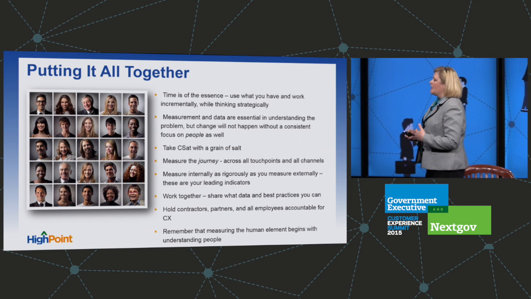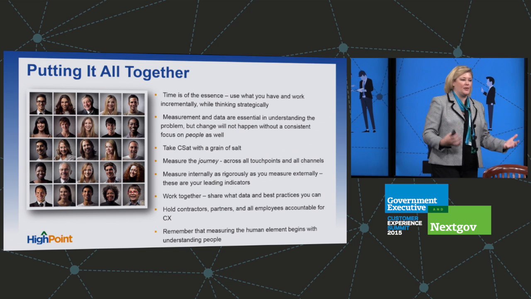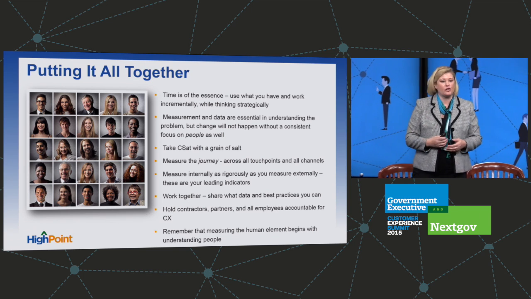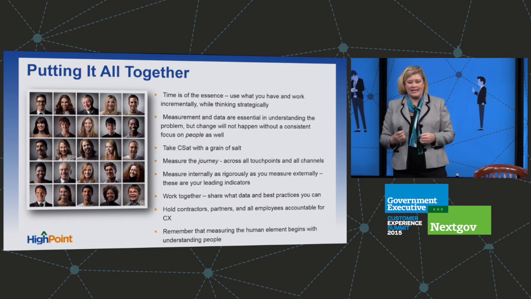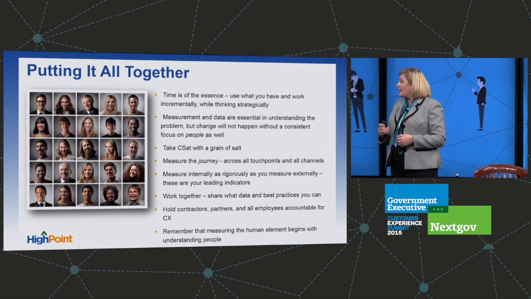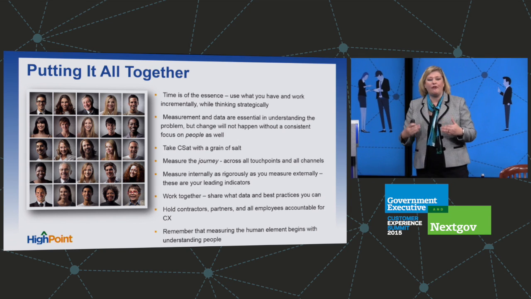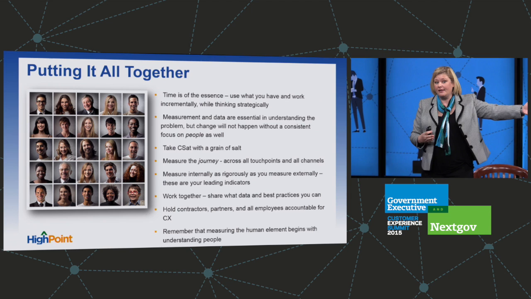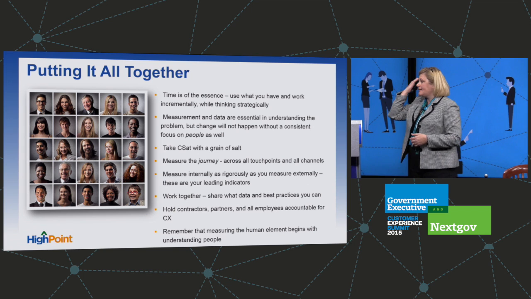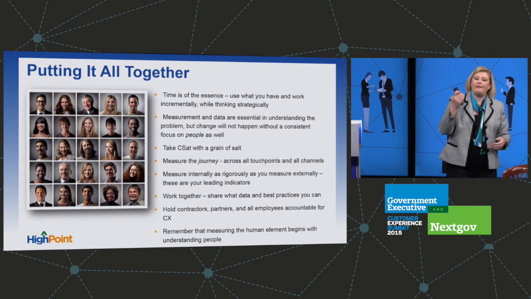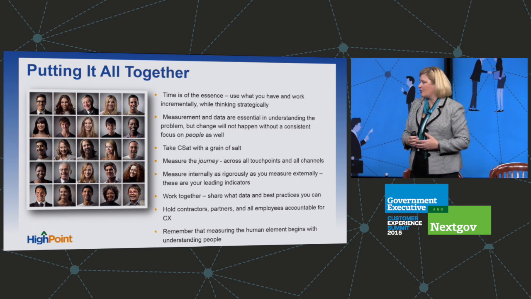So just to summarize, time is of the essence. Don't worry about getting big pieces of data or doing anything fancy. Get the information that's readily available to you. Work incrementally while thinking strategically. Measurement and data are essential in understanding the problem, but change is only going to happen when we focus on people as well, not only externally, but also those leading indicators internally. Don't forget about those. Of course, take CSat with a grain of salt. It is a very good metric to track when taken in conjunction with multiple other metrics.